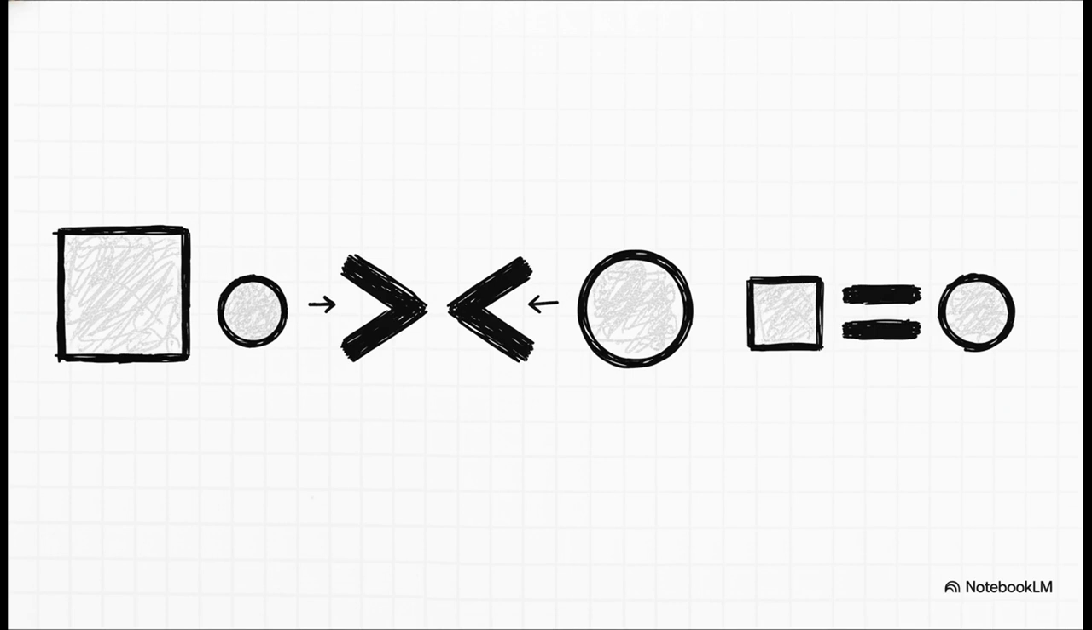Every single decision-making process inside a CPU, from sorting a list of songs to performing complex calculations, ultimately comes down to asking these three fundamental questions over and over again.